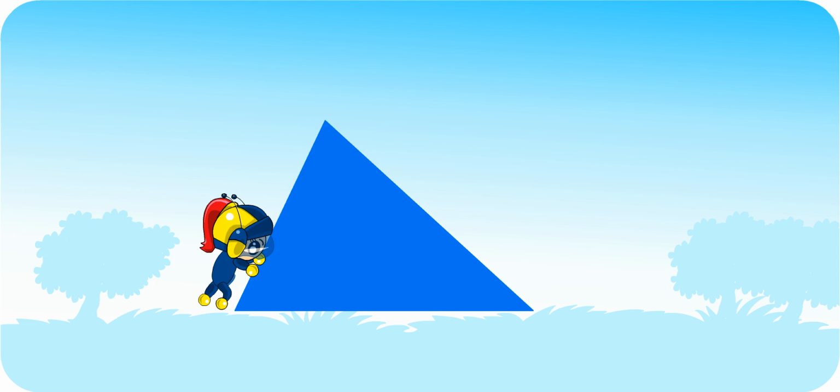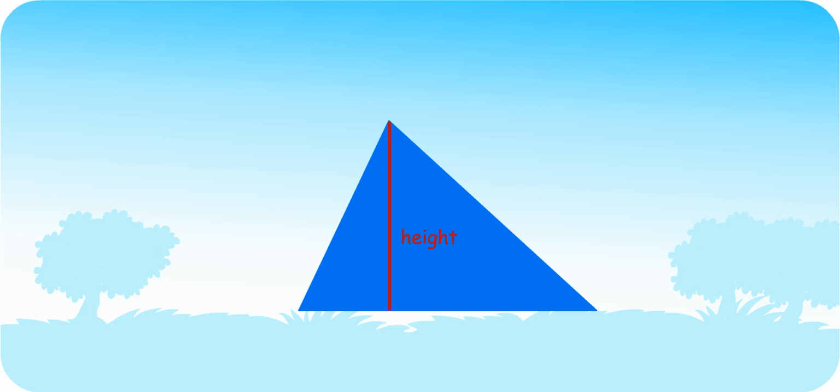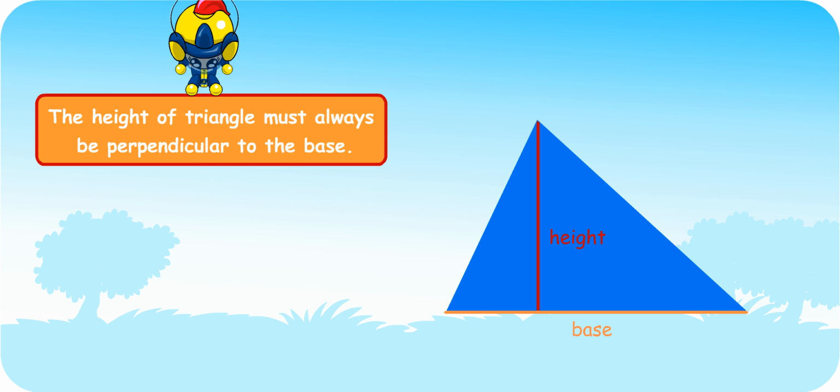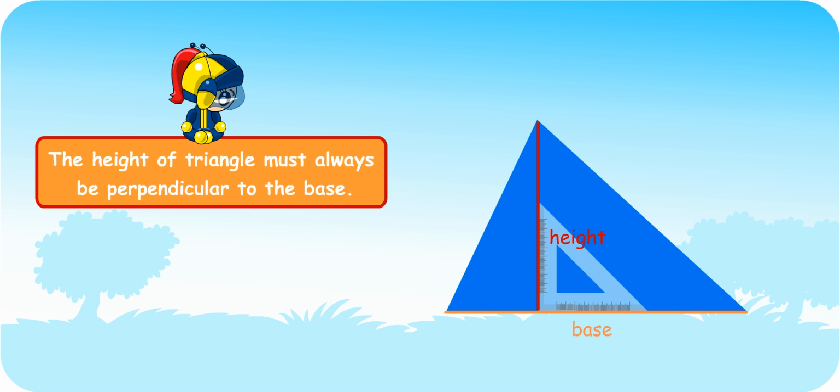To find the area of a triangle, we have to know what the height and the base of the triangle are. The height of the triangle must always be perpendicular to the base. What do you mean by perpendicular? By perpendicular, we mean that the height must stand at right angle, which is 90 degrees, to the base.